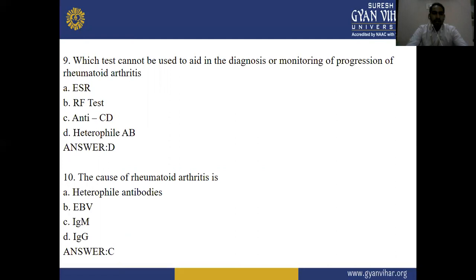The next question is, the cause of rheumatoid arthritis is, option A, heterophile antibodies, option B, EBV antibody, option C, immunoglobulin M, and option D, immunoglobulin G. The right answer is C. Immunoglobulin M causes rheumatoid arthritis.